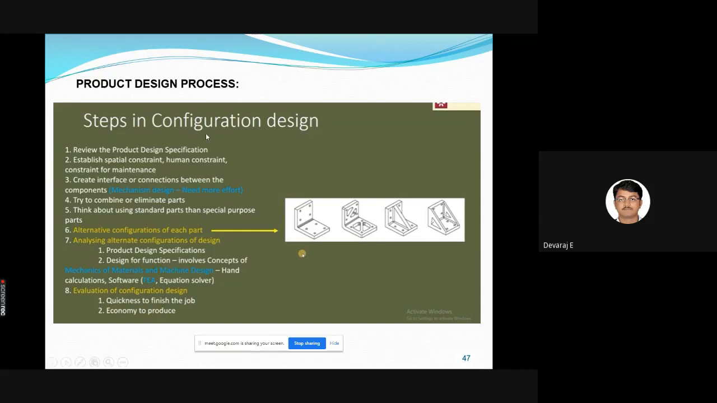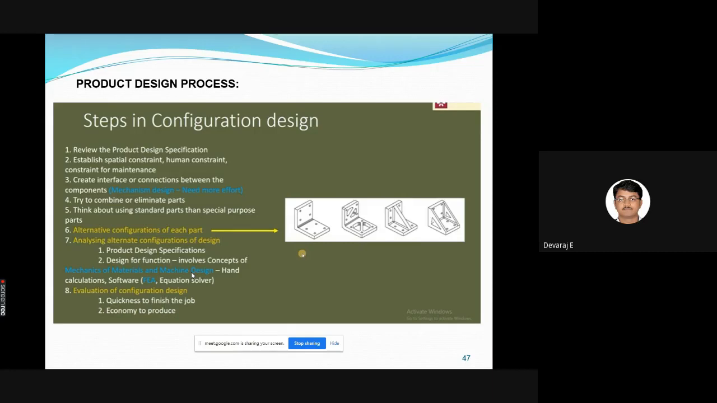Next, the seventh step is analyzing alternative configurations of design. In that, product design specifications, design for function involves concepts. Here you can see concepts of mechanics of materials and machine design. I think everywhere, if you go to industry, you should do the stress analysis, either linear or non-linear, or it may be fatigue, or creep, or fracture. Everything will come under mechanics of materials and machine design, right?